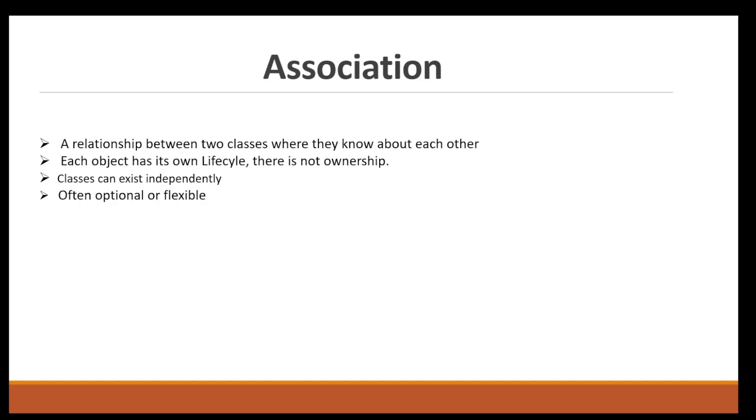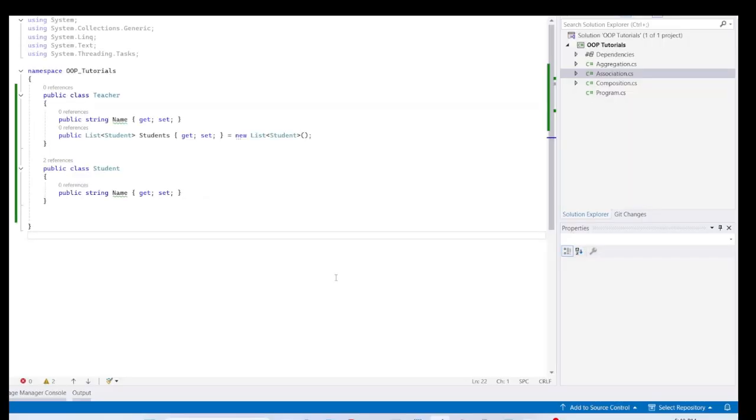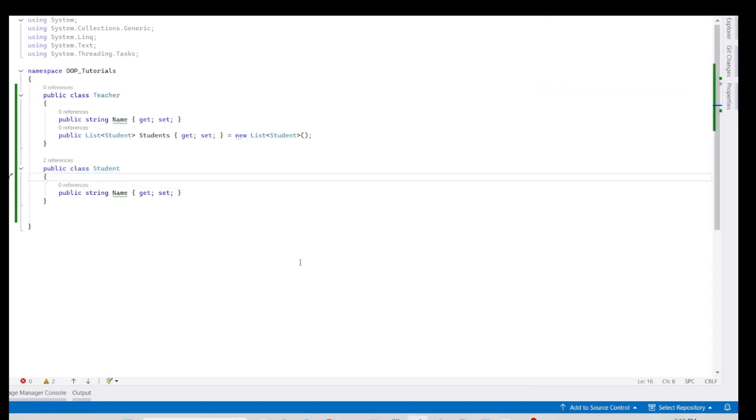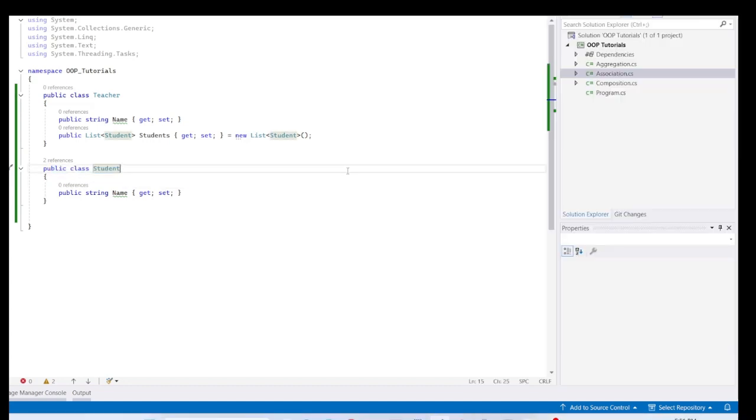Let's look at a real world example. Imagine a teacher and a student. A teacher can teach multiple students, and a student can learn from multiple teachers at the same time, right? And there is no ownership between these two classes, right? Also, the teacher has a collection of students, but the student class has its own life cycle. So a teacher can teach multiple students, and a student can learn from multiple teachers. Neither of the classes is dependent on the other, right? This is association because they are connected but can exist independently.